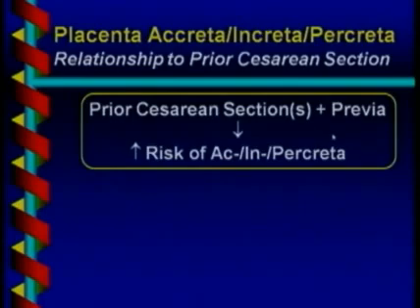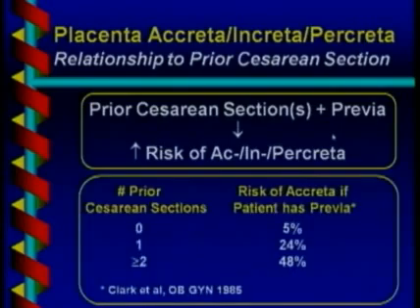In a woman who's had one or more prior C-sections in the past, and now she's pregnant again, and in her current pregnancy, the placenta lies over the scar, which usually happens with an anterior placenta previa, then the woman is at substantially increased risk of an accreta, increta, or percreta if the placenta lies over the area of a prior C-section scar.